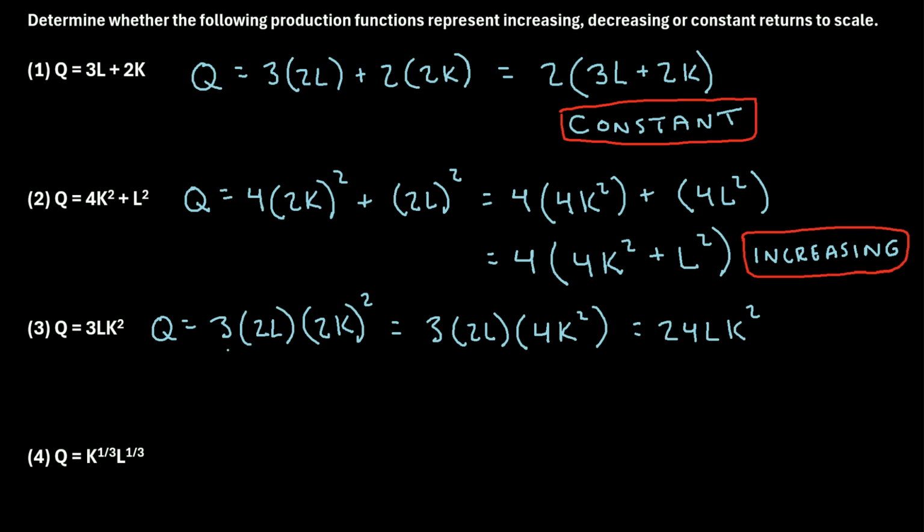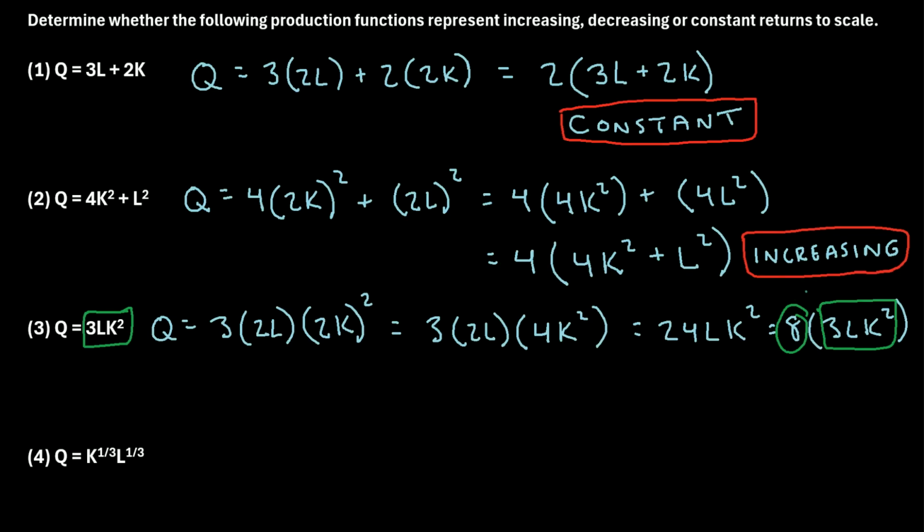Now let's see if we can factor out a value to get our original production function of 3LK squared. Notice if we factored out an 8, that would be 8 times 3LK squared, because 8 times 3 is the same as 24. So now notice what we have. Here, this 3LK squared is our original production function. So we can see that when we doubled the inputs, we got 8 times the original production function. So we doubled our inputs, but we got 8 times the output.